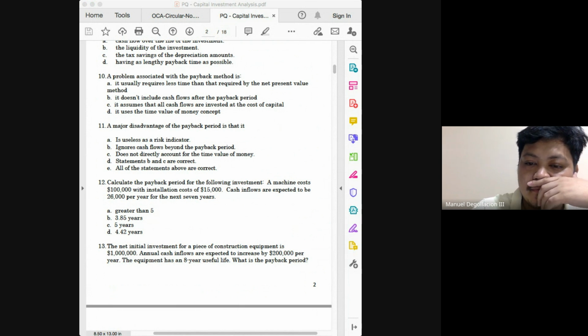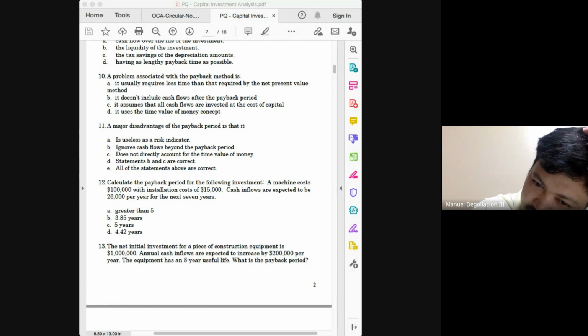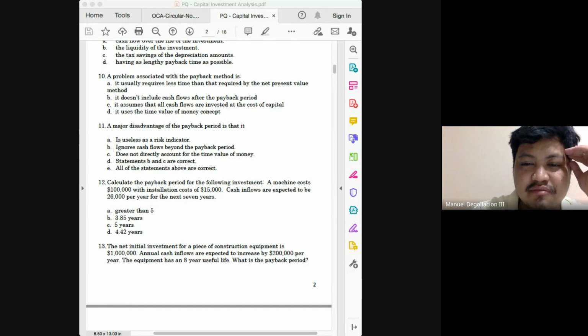All the other choices are incorrect. There is no assumption that cash flows are reinvested. Letter D is actually another knock on your payback period because it does not use the time value of money concept, because again it uses the absolute amount of cash inflows.